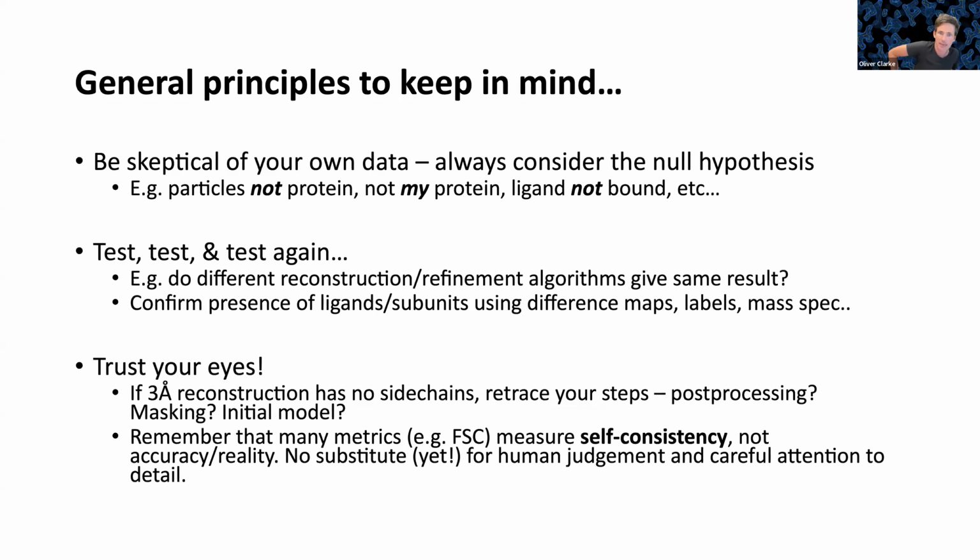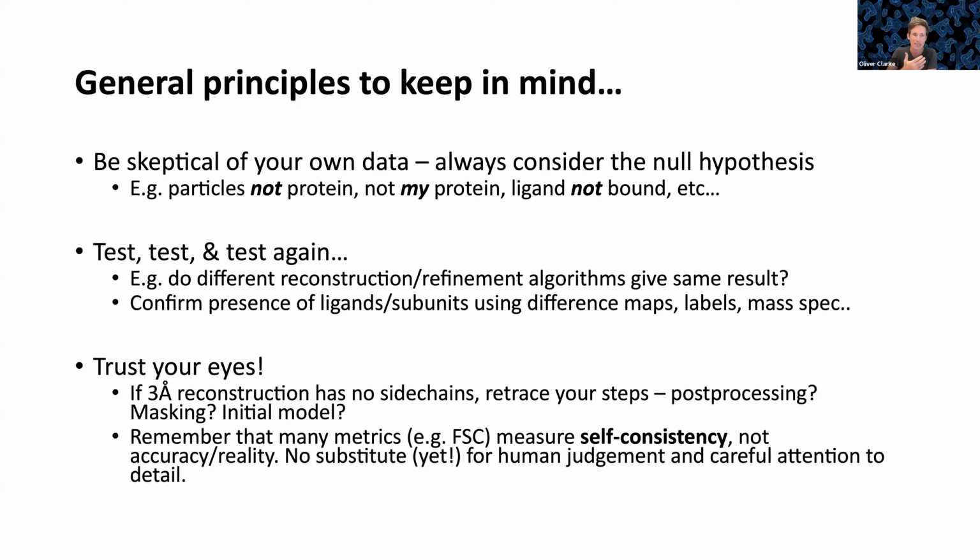Okay, so just to give some brief, high-level principles to keep in mind, and these apply to everything that you're going to do in science, but here we're talking specifically about image processing. So number one, and probably the most important one, is always be skeptical of your own data. So always consider the null hypothesis, right? Always consider the idea that the particles you're looking at are not your protein, the ligand isn't bound, etc. Always approach everything with the utmost degree of pessimism and assume that everything is terrible, and then try to prove that it isn't.